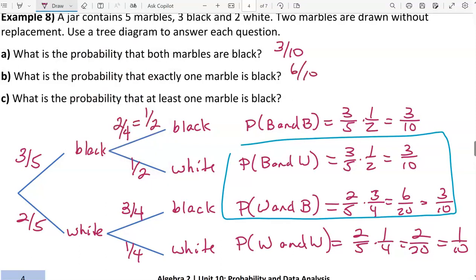And what is the probability that at least 1 marble is black? So that would be the probability that we get black and black, or black and white, or white and black. So add all 3 of those probabilities together and we get 9/10. That will be it for the lesson.